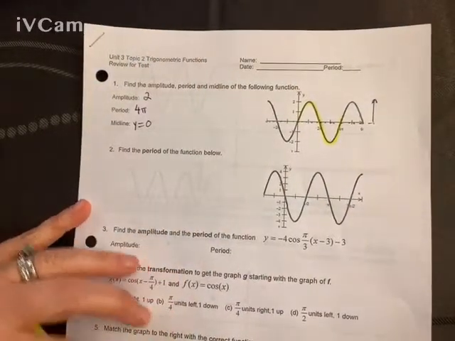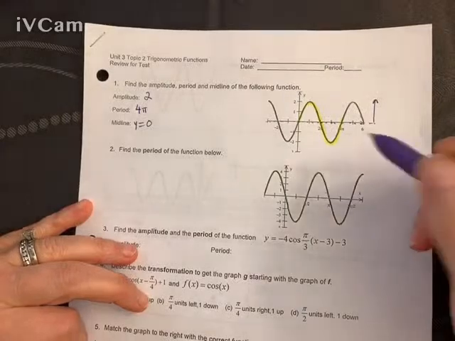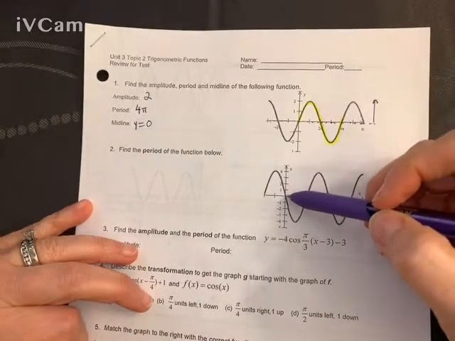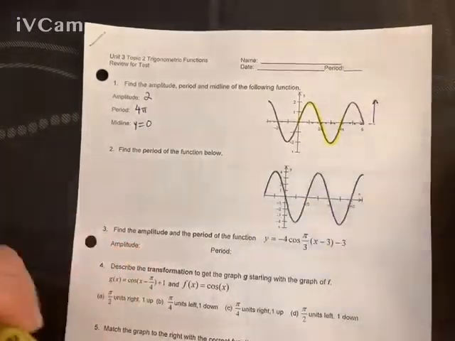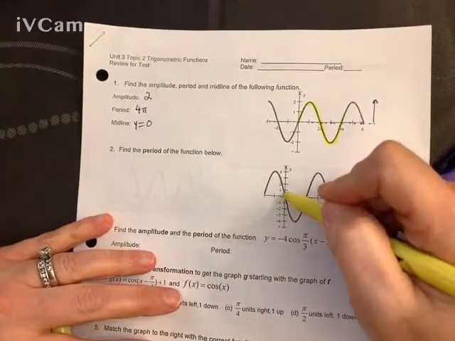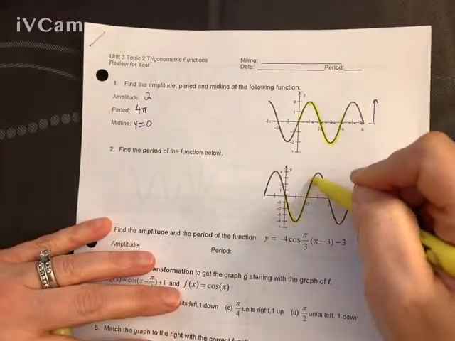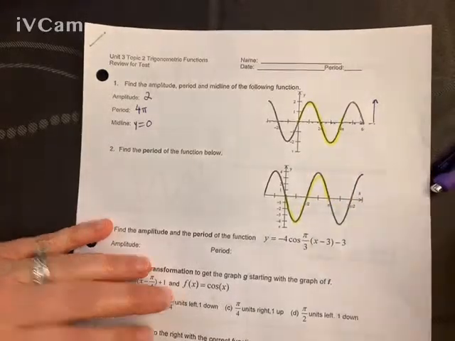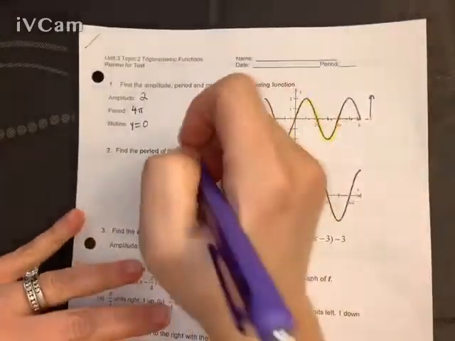All right. Number 2, find the period of the function below. The easiest way to find a period is always starting when x = 0. So if I start where x = 0, I can trace one period to pi. So one period here is just pi.